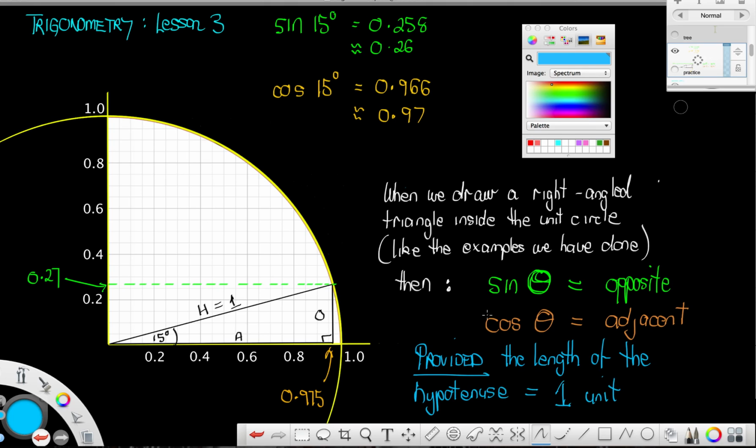Okay, so you can use your sine button and your cos button to work out the length of the opposite and the adjacent of any right angle triangle, provided the hypotenuse is 1. Now you might think, well, hang on, how many triangles are we going to come across where the hypotenuse is 1? Well, in our next lesson, I'm going to show you how we can use this idea to work out the length of the adjacent and the opposite for any right angle triangle. And it doesn't matter what the hypotenuse is. So we're getting to a point where it's going to become really powerful and really useful.